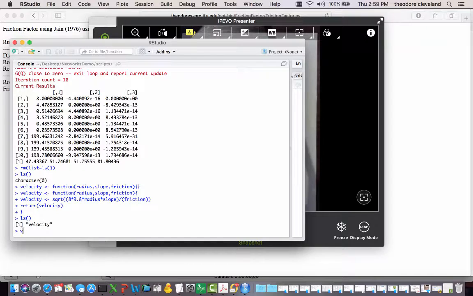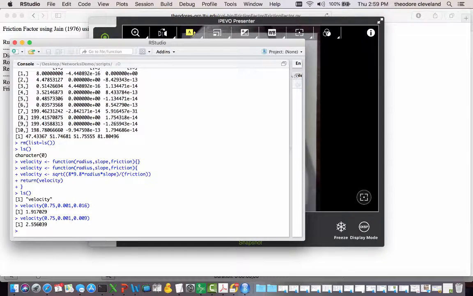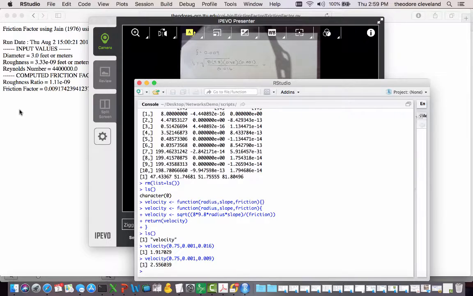So we'll just check with the last one. We know that the radius is 0.75, slope is 0.001, and the old friction factor 0.016. Good, that's working correctly. Now we want to put in our new friction factor, which is 0.009. We get a velocity of 2.55. We're now going to need a Reynolds number based on that velocity.